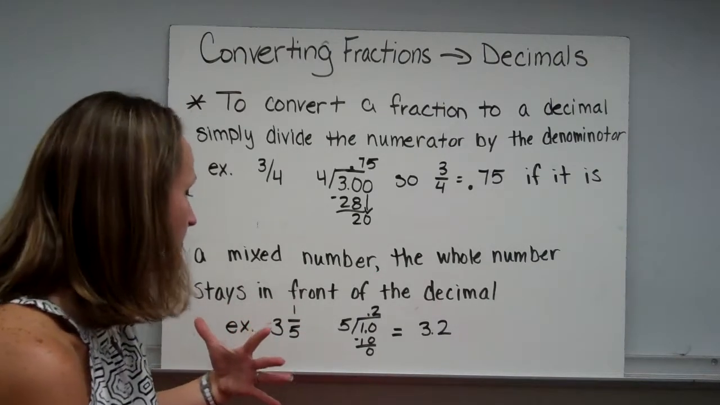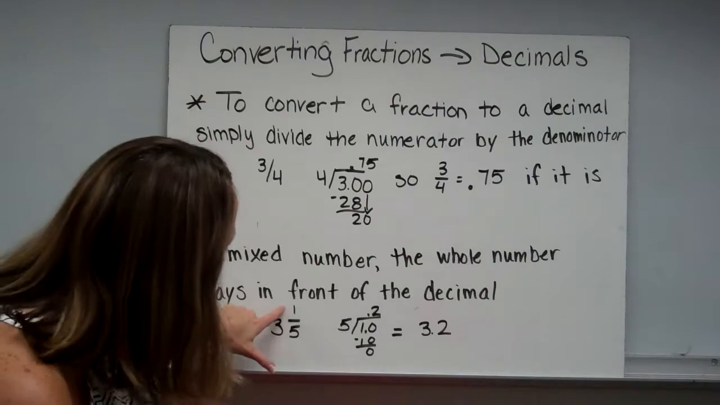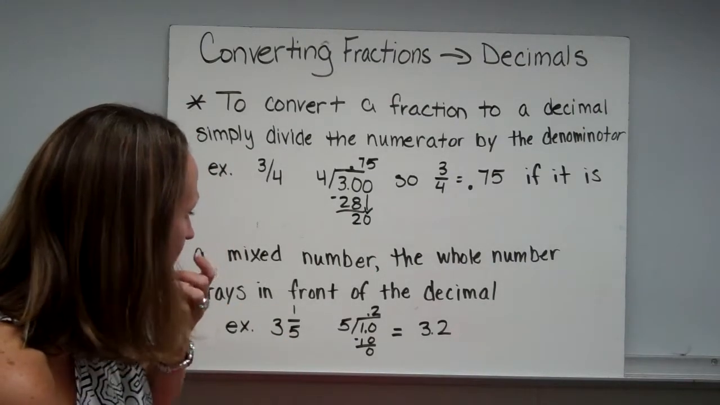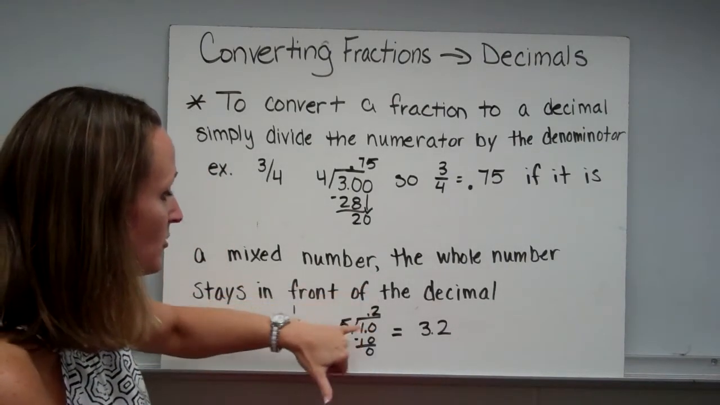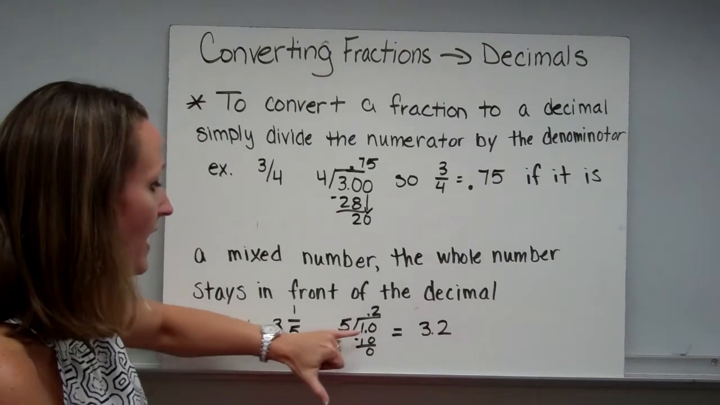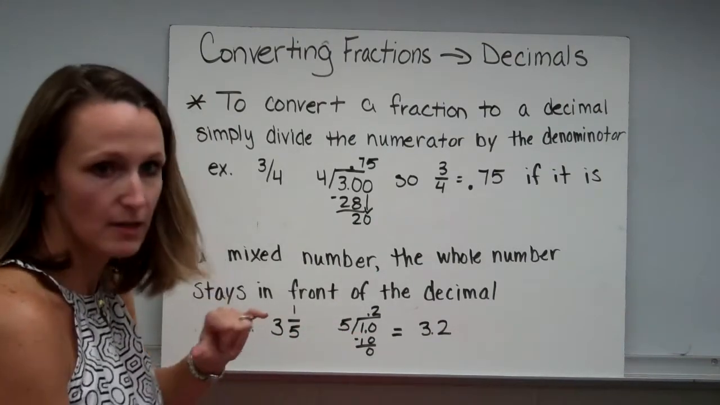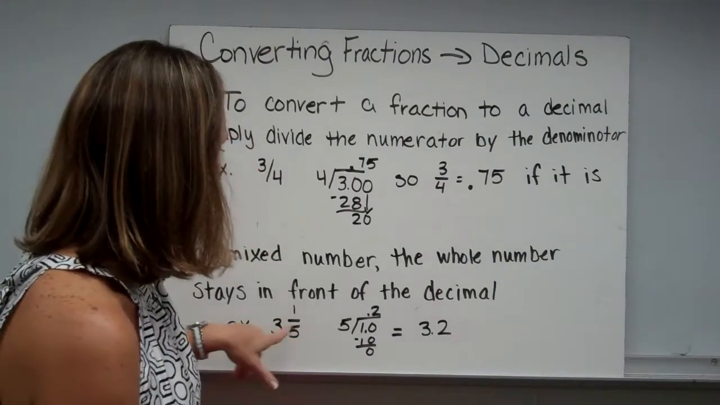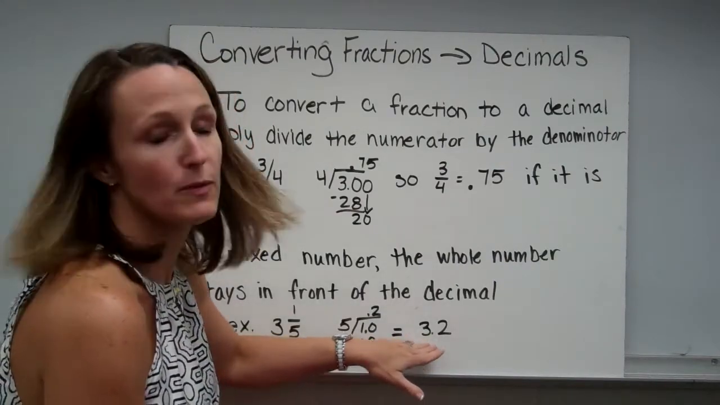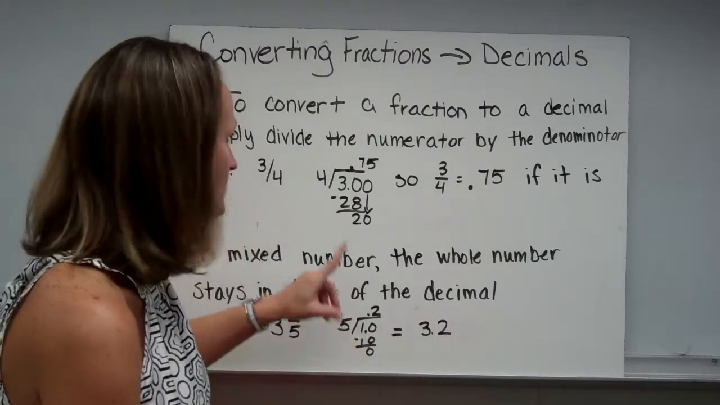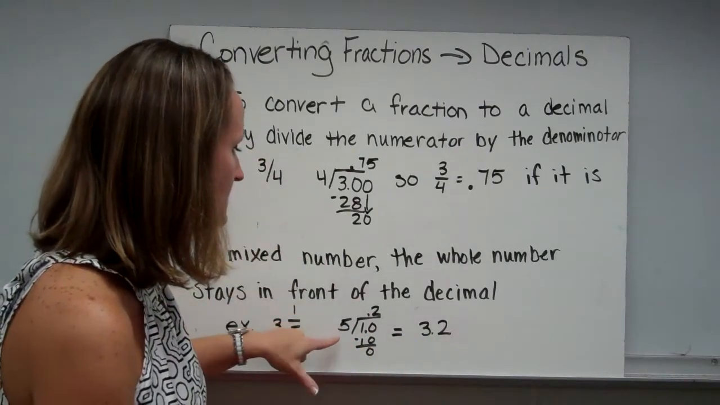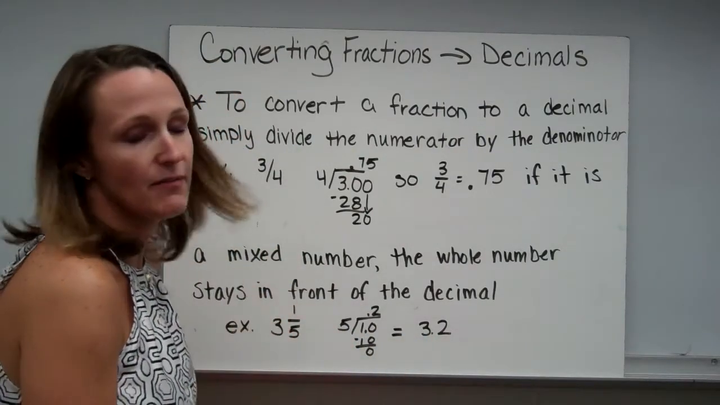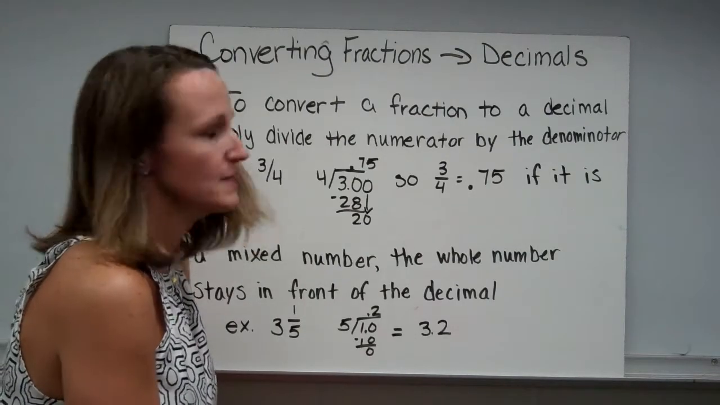Now, if it is a mixed number, like if you had 3 and a 5th, then the whole number is going to stay. So I would still take my fraction and divide the numerator by the denominator. So I took 5 and divided it into 1, and I got 0.2, but I left that whole number out there. So 3 and a 5th is equal to 3.2. Okay, so the whole dividing part stayed the same, just this time I left that whole number there. I don't want to do anything to it.